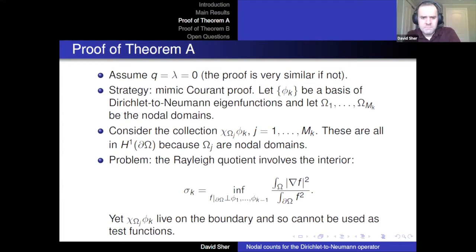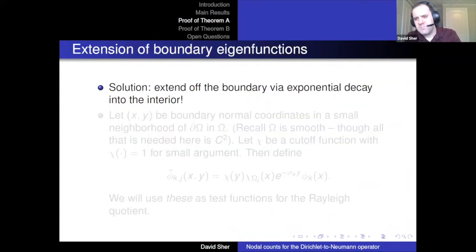And so these cutoff things, eigenfunction times cutoff functions, live on the boundary. You can't use them as test functions for the Rayleigh quotient. The Rayleigh quotient needs to know what's happening in the interior. So that's a bit of a problem. So our solution is just to extend off the boundary. And here we're taking advantage of the fact that Steklov eigenfunctions localize near the boundary, at least in the asymptotic sense.